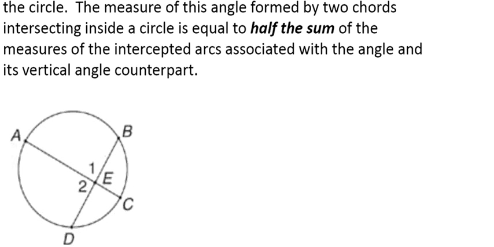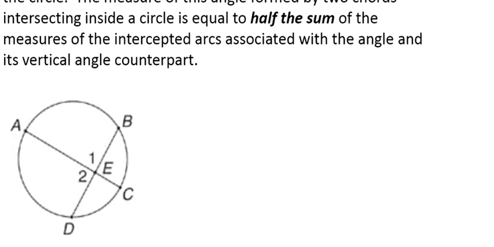So that's a little bit confusing. Let's see if we can take that apart and make it make some sense. What this is saying is that if we want to find the measure of angle 1, notice that its vertex is inside the circle, but unlike the central angle, its vertex is not at the center.